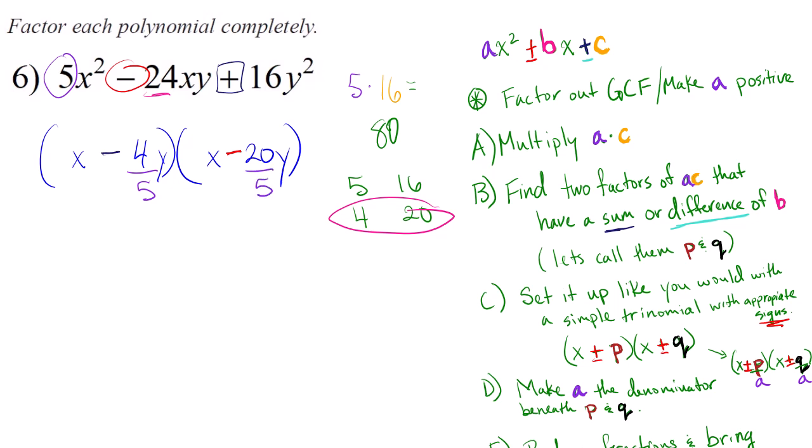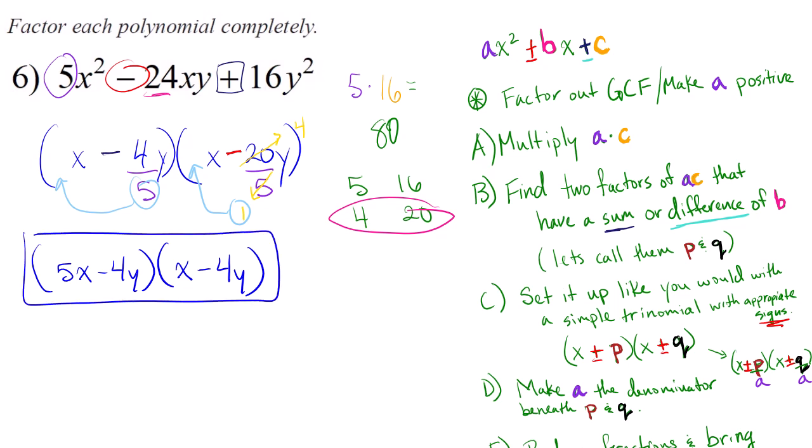Okay, and then we reduce. Let's see, 4 over 5, that cannot reduce. 20 over 5 reduces to 4 over 1. Okay, and then remember whatever our remaining denominators are, after our simplified denominators, we bring those to the front. And now we're ready to go. So it's going to be 5x minus 4y multiplied by 1x minus 4y. All right, and that's it.